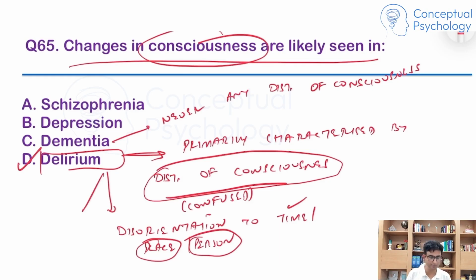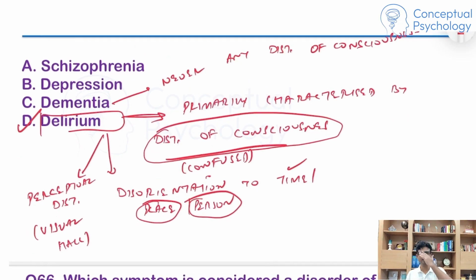And the third one is perceptual disturbances, most commonly visual hallucinations. For example, in the ward, the patient says, I can see small insects all around me. This is a visual hallucination. The answer is delirium.